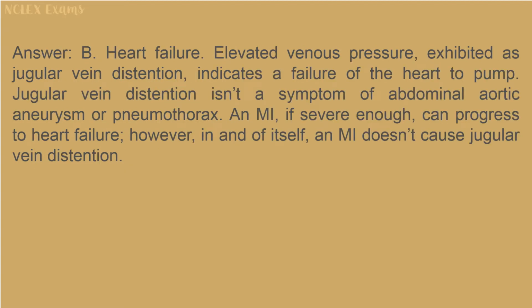Answer: B. Heart failure. Elevated venous pressure, exhibited as jugular vein distention, indicates a failure of the heart to pump. Jugular vein distention isn't a symptom of abdominal aortic aneurysm or pneumothorax. And if severe enough, an aneurysm can progress to heart failure. However, in and of itself, it doesn't cause jugular vein distension.